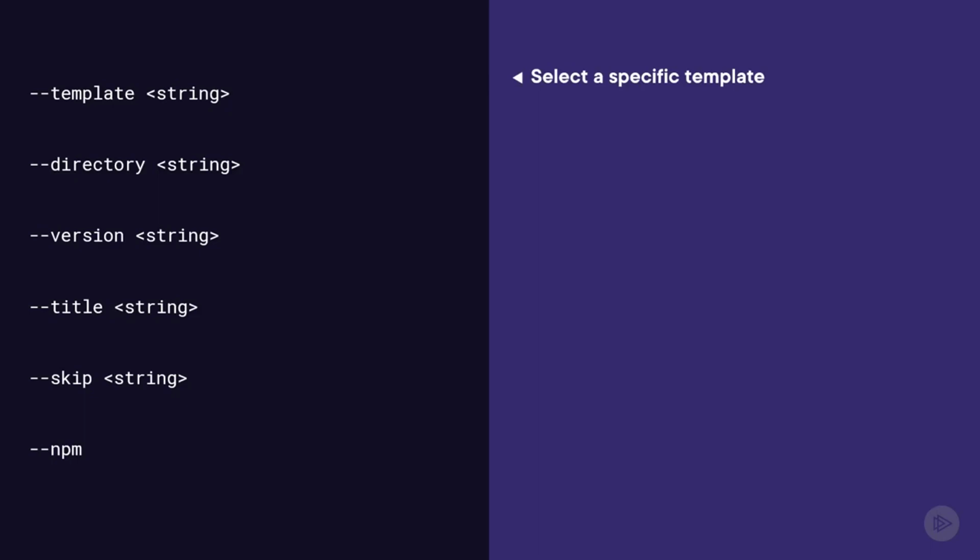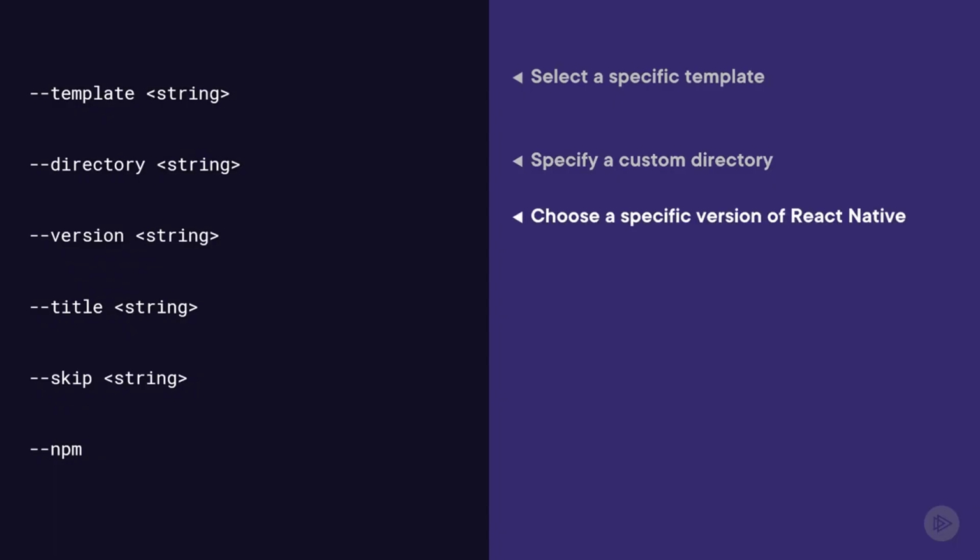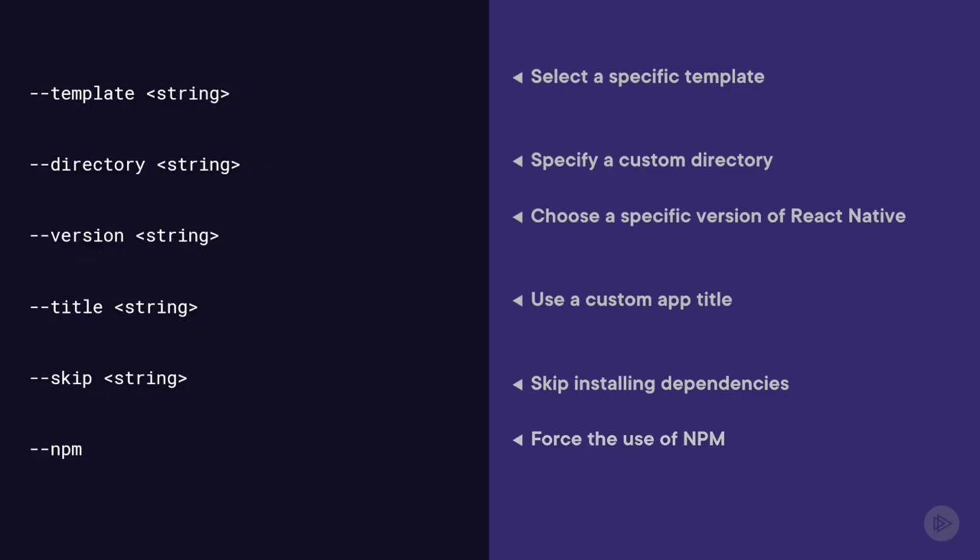This can be an npm package, a local directory, a tarball created by npm pack, or a link to a GitHub repository. We can also specify a custom directory to use for the project. By default, a directory with the project name will be created to contain the project. With this option, we can override the default behavior. The version option allows you to choose a specific version of React Native. And the title option will let you use a custom app title instead of the name of the project. The skip install option will skip installing any dependencies, and the npm option will force the use of npm.